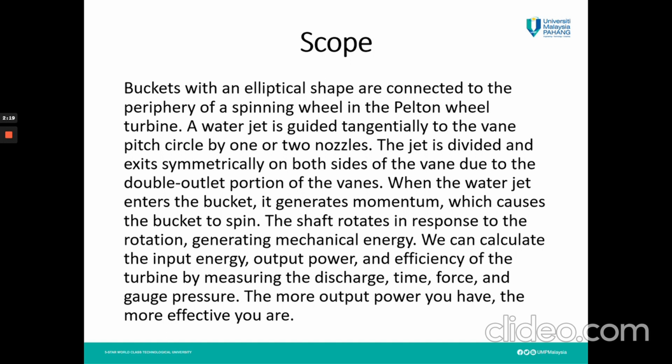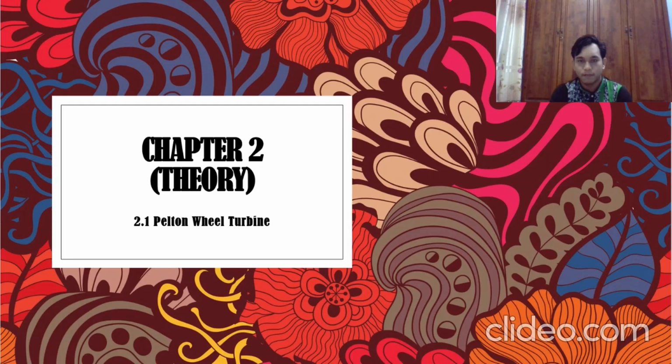We can calculate the input energy, output energy, and efficiency of the turbine by measuring the discharge time, force, and gauge pressure. The more output you have, the more effective you are. That's all from me.